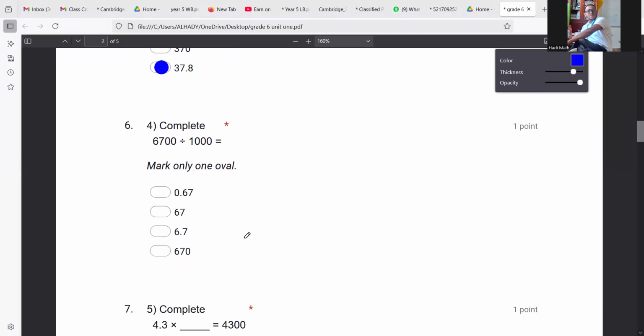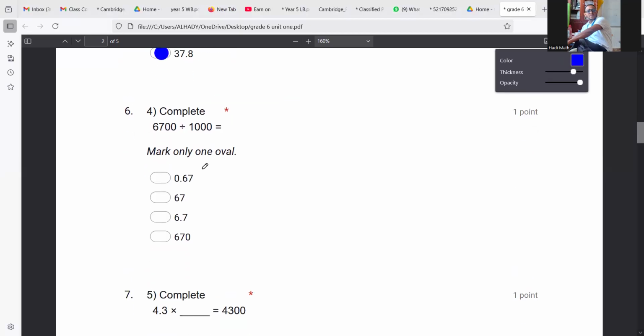They ask you to complete here. Let's see what you have got. 6,700 divided by 1,000. With the same idea, before you look at your options, go and solve your question. You have got 6,700. We know when we divide by 1,000, we cancel 3 zeros. So let's go and cancel. We cancel those 2 zeros. We don't have a third zero to cancel.